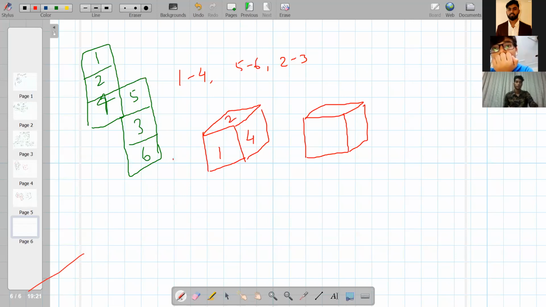Is this a correct representation of the dice? No, sir. Why? Because 1 and 4 are opposite to each other, but on this dice, they are adjacent. Okay, so most of you understood this. 1 and 4 are opposite to each other.